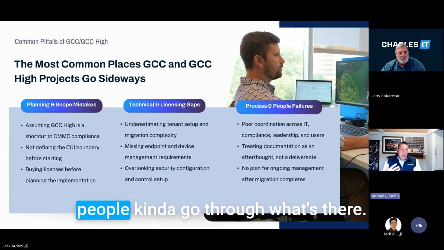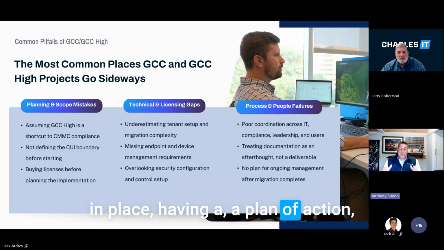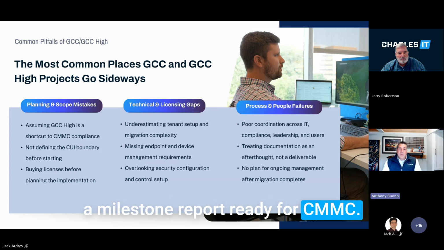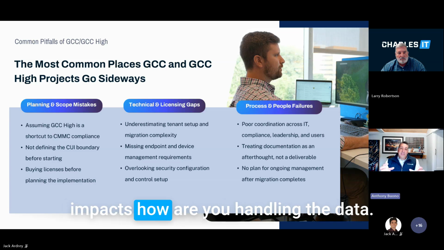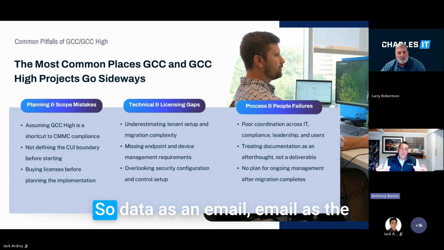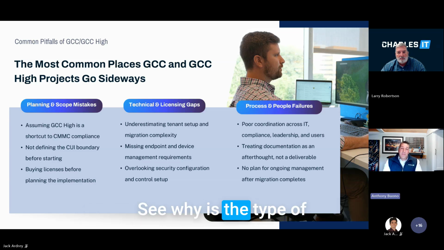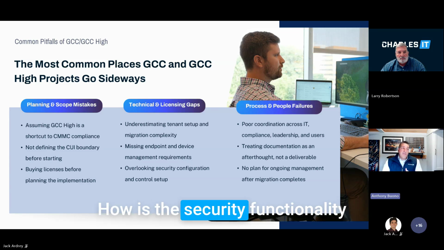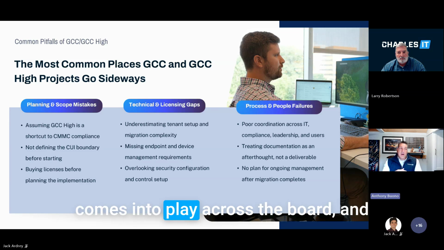So there are different ways that people go through what's there. Having a system security plan in place, having a plan of action and milestones report ready for CMMC. Well, guess what? This is one of those elements that now impacts how you are handling the data. So data as an email is the source to transfer that information. CUI is the type of information that's being shared. ITAR might come into play. How is the security functionality in regards to what's there? So the supporting of that already comes into play across the board.